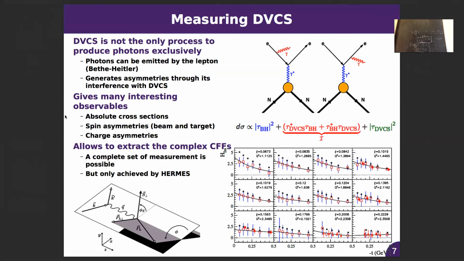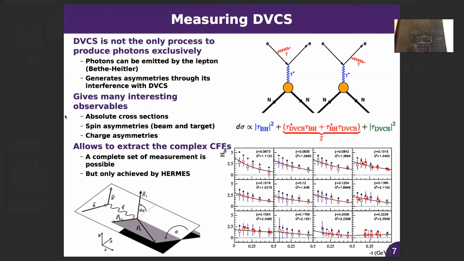So if there was only DVCS and no other process to interfere with, this would be an impossible task. We would have a very small cross-section, a single observable cross-section, and it would be impossible to actually understand easily what's going on in there. The interference leads to a lot of asymmetries, and that's very, very nice.